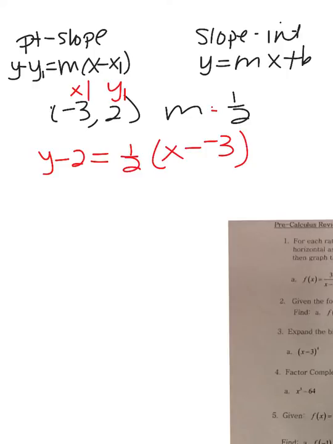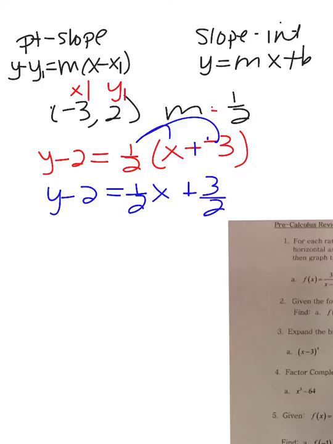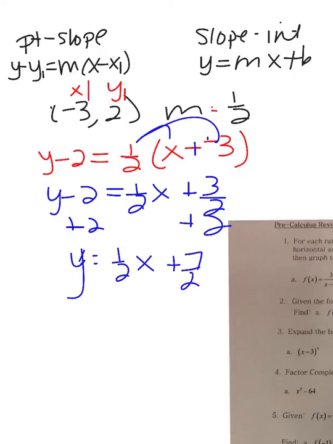Now I want to put it in slope intercept form. So I distribute. And this will be plus 3. So it's y minus 2 equals 1/2 x plus 3/2. Add 2 to both sides. So I get y equals 1/2 x plus 7/2. That's slope intercept form.